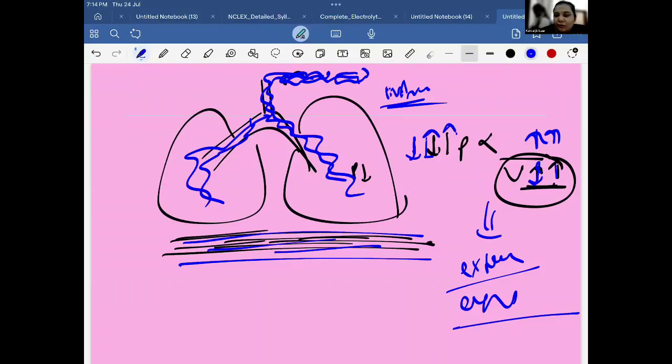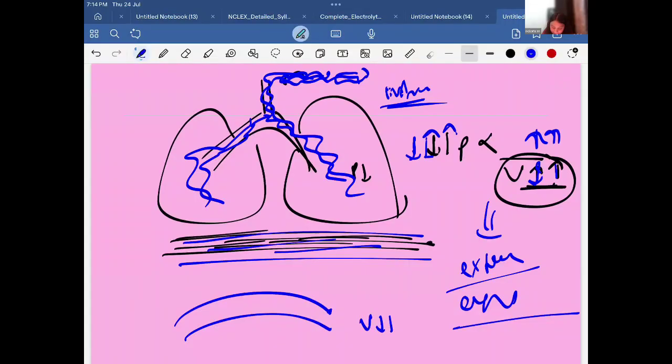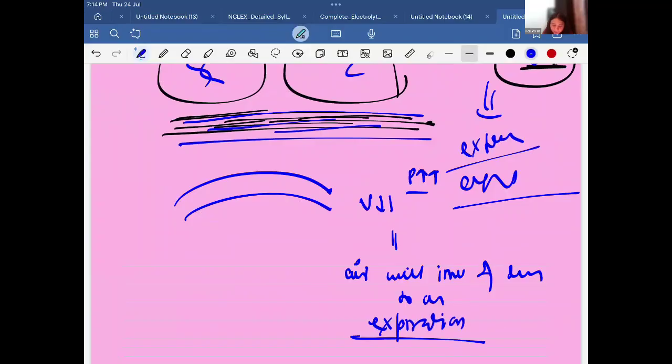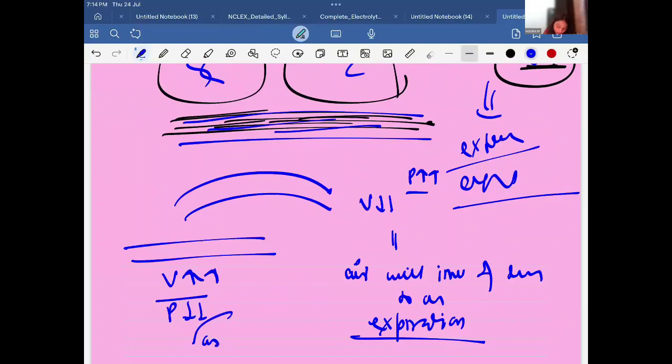Once again, if you relax your diaphragm, your volume will decrease, hence your pressure will increase, and so air will move from inside your lungs to outside, and this is called expiration. If you contract your diaphragm, your volume will increase, hence pressure will decrease, hence air will move from outside into your lungs. This is called inspiration. This is called expiration.